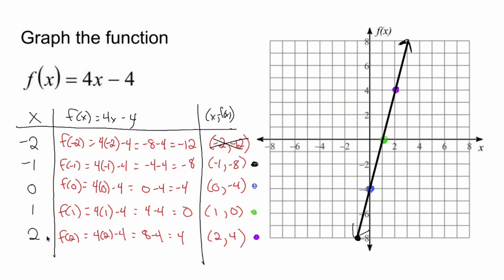You pick whatever x values you want. You choose what your f of x is based off of the x's that you pick. You do whatever math. That gives you points. Oh, well, one of them didn't work, but 4 of them did. And 4 points is more than enough to make a nice straight line. So there you have it. That's how you graph a function.